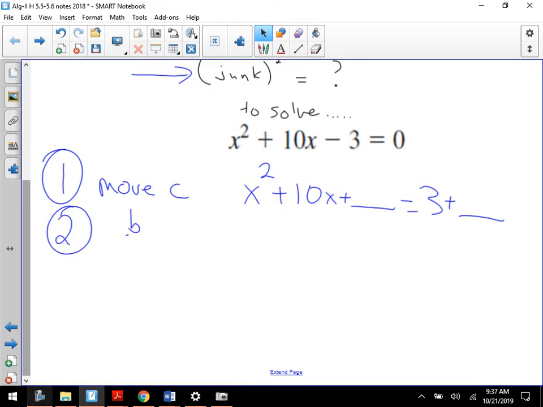All right? Now, second step, after I do that, take half of b. What's my b value here? 10. What's half of 10? 5. Is it positive or negative? Positive. So I'm going to write that in parentheses. I take half of 10, it's 5, I drop it to here, and I write x plus 5. Okay? Now, I square it.